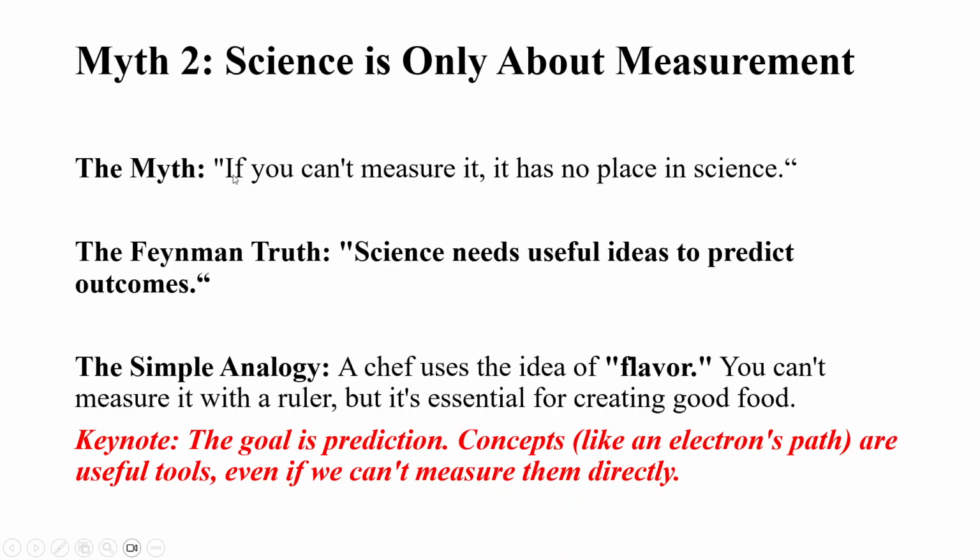Second, science is only about measurement. The myth: if you can't measure it, it has no place in science. The Feynman truth says science needs useful ideas to predict outcomes. A simple analogy is a chef using the idea of flavor. You can't measure it with a ruler, but it's essential for creating good food. So the key note is that the goal is prediction. Concepts like the electron's path are useful tools, even if we can't measure them directly.